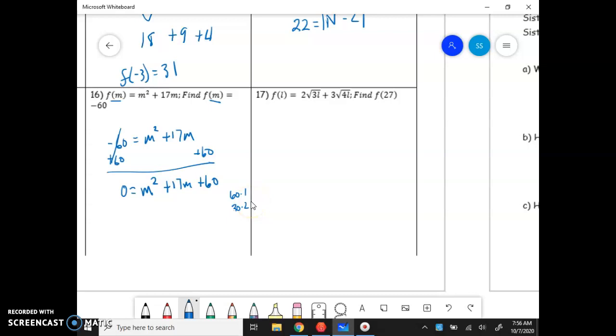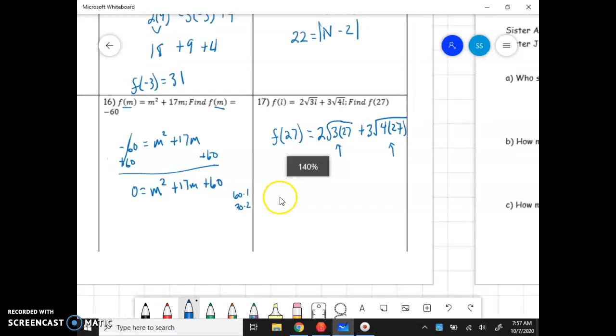Looks like we're solving for L here, so we're just going to substitute 27 every time we see it. F of 27 is equal to 2 times 3 times 27 plus 3 times the square root of 4 times 27. Okay, and again, you should just be able to use your calculators for this. Go ahead and simplify underneath here first, and then use your square root symbols on your calculator. You should be able to solve this one out. I'll let you guys do that one.